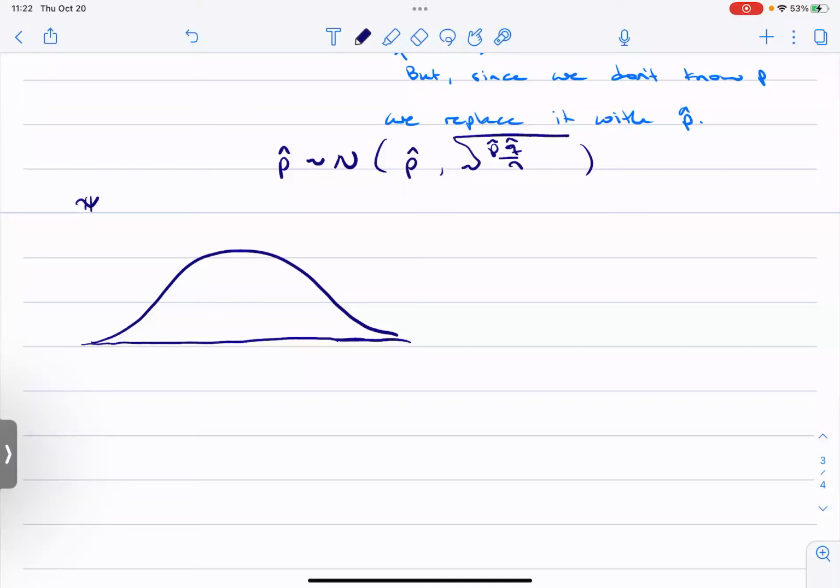All right, so it follows a normal distribution, so we know the shape. It's going to be centered on p hat. And the spread, which we now call the standard error of p hat, is going to be the square root of p hat q hat over n.